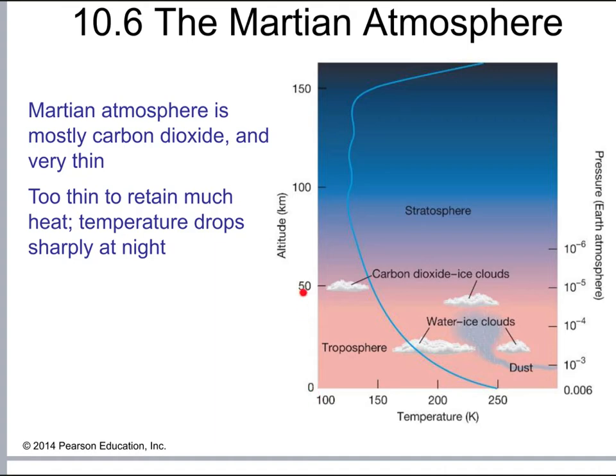If you go up, say, 50 kilometers, you can come up to this blue curve, and you can go down and see what the temperature is. That would be 150 Kelvin, and you can go over and see that the pressure would be about 10 to the minus 5 atmospheres. So that would be very, very low pressure at that elevation, which isn't very surprising.